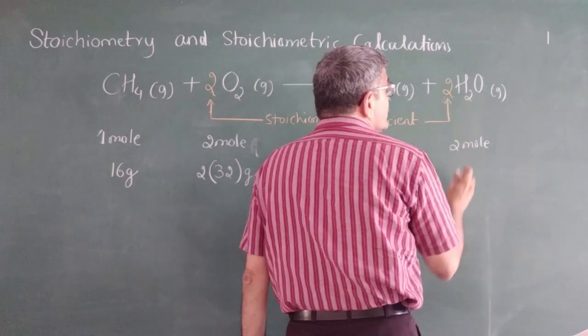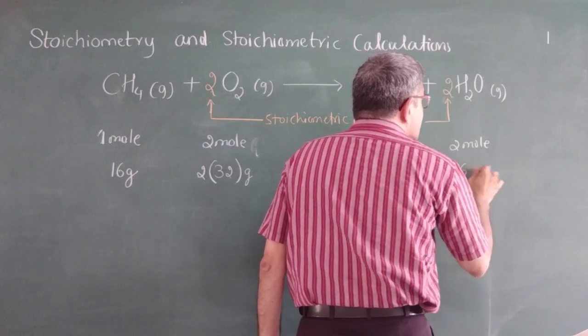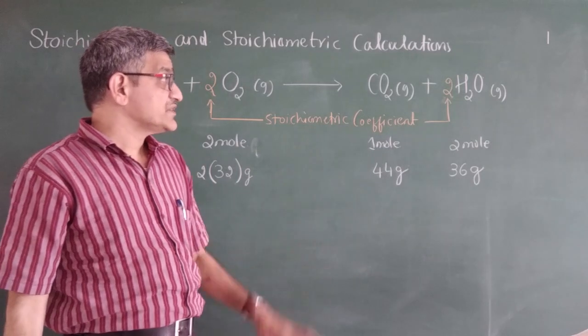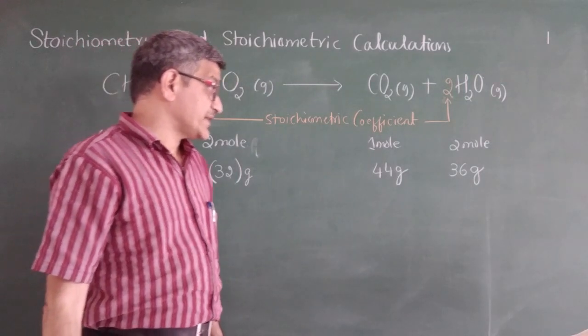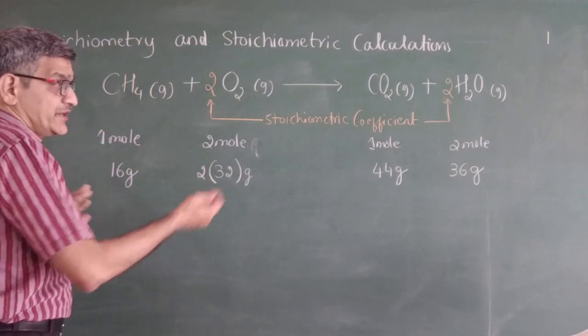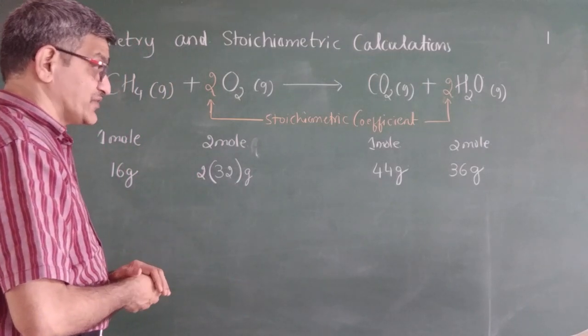So 18 into 2 that is 36, so 36 grams of water molecules. So you can explain it in terms of moles and also in terms of grams.